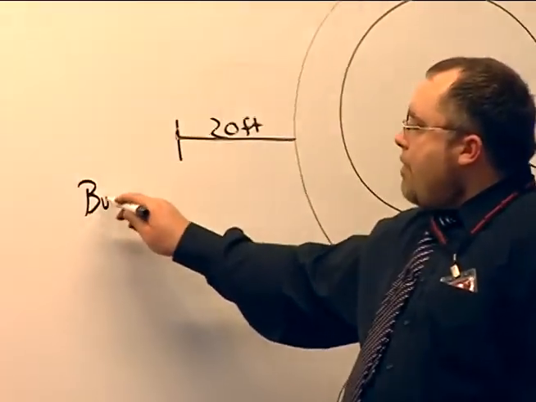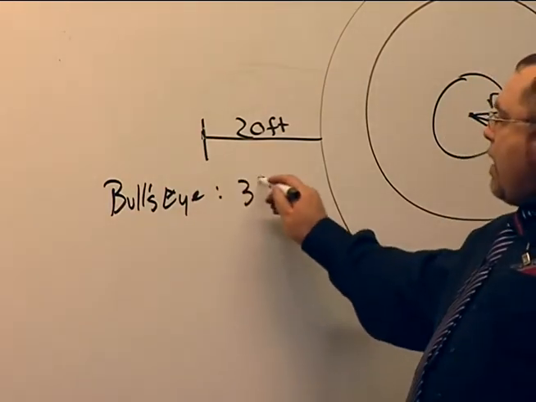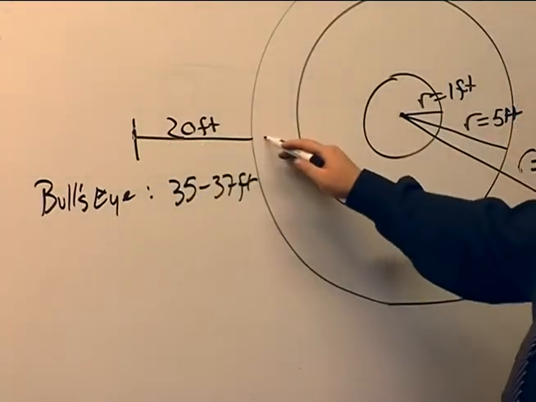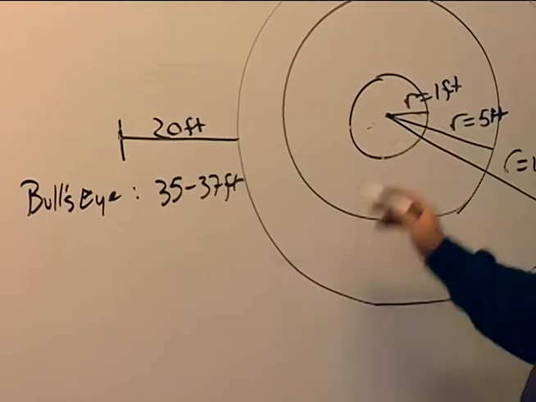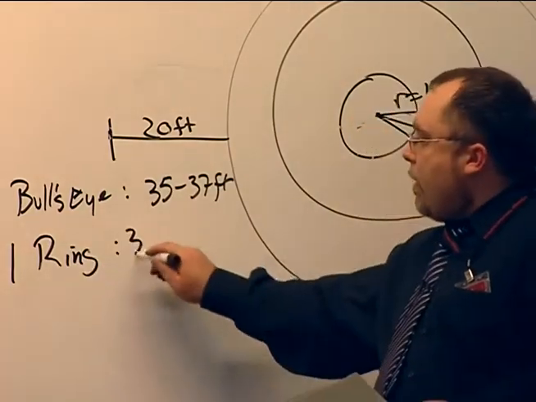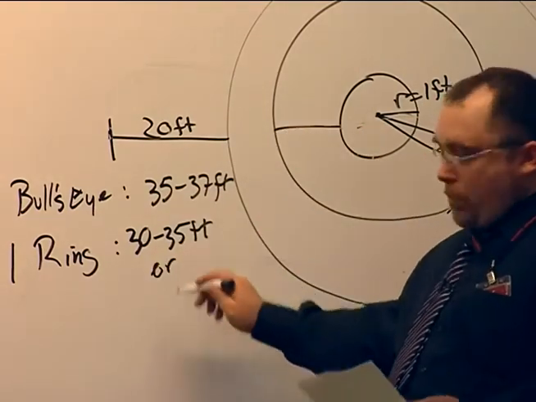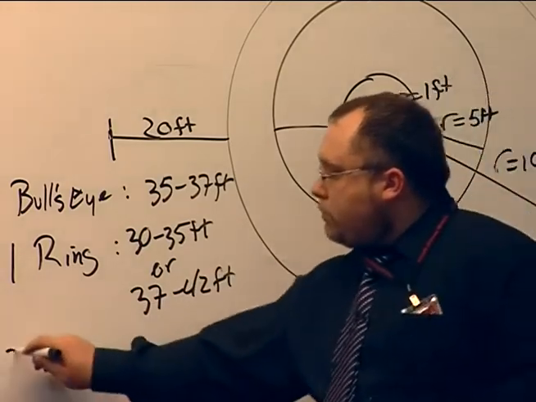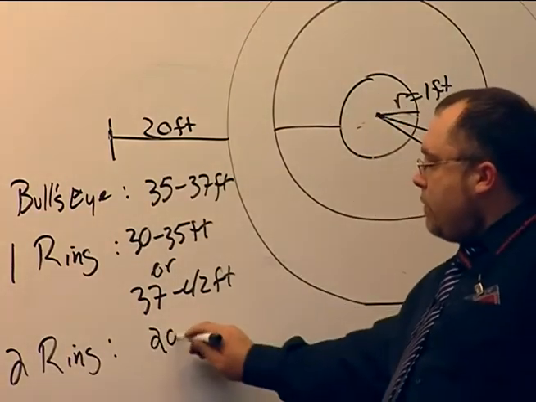Technically, to hit a bullseye, you have to be in from 35 to 37 feet. In other words, you already have 20 feet here. You have another 10, 20, and boom, you only have 2 feet inside of here. 1 ring goes from 30 to 35 feet here, or from 37 to 42 feet. And 2 rings out, 20 to 30 feet.